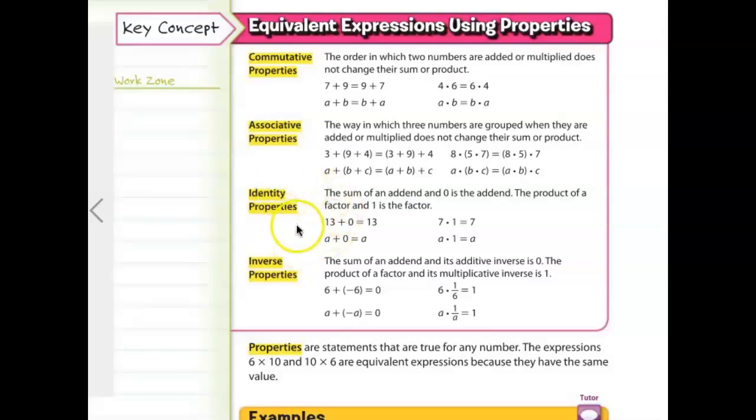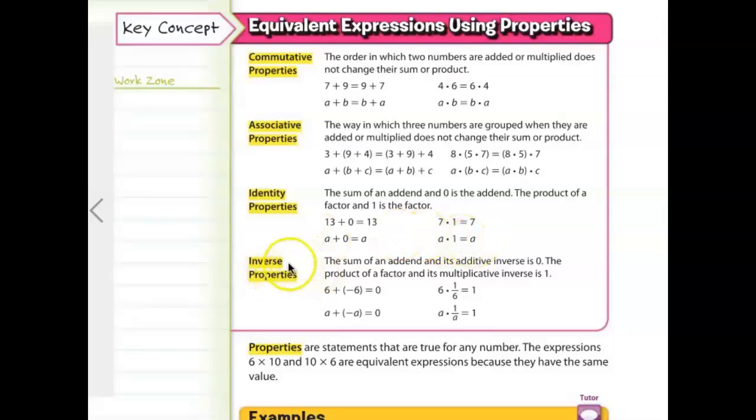Identity property we've also talked about before. Anything that you add the number 0 to is going to be the same number. 13 plus 0 is 13. A plus 0 is A. Identity property for multiplication, though, involves multiplying by 1. So 7 times 1 is 7. A times 1 is A.